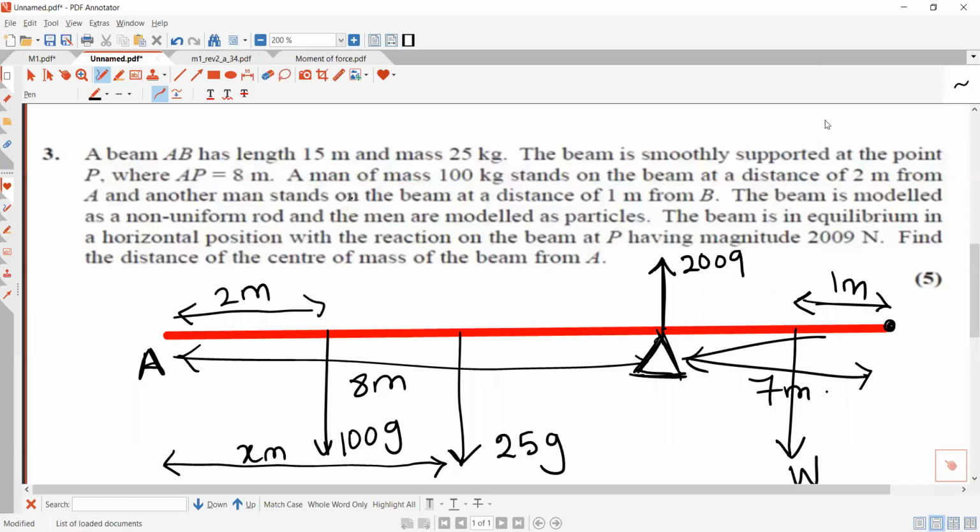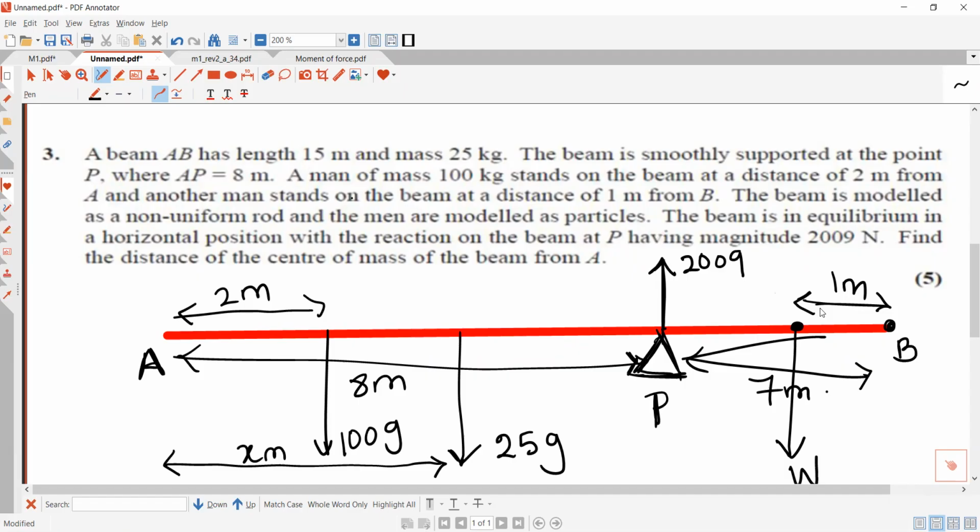I always forget to resume the recording. I don't know why. Okay, so this is how the diagram looks. A and B, there is 8 meters. If you read the question, 8 meters. There is a support P. The reaction at support P is 2009 Newton. There is a man standing over here, 1 meter from B.